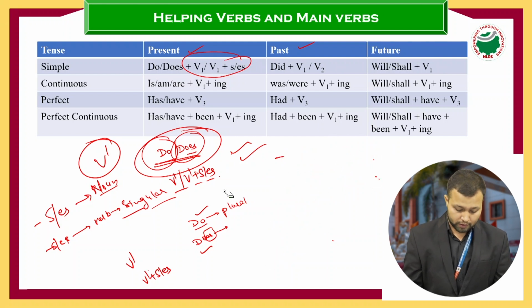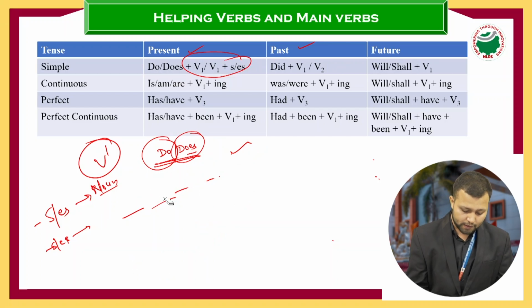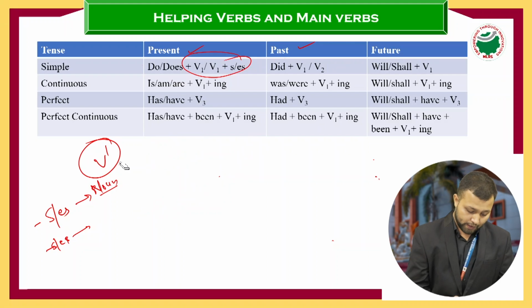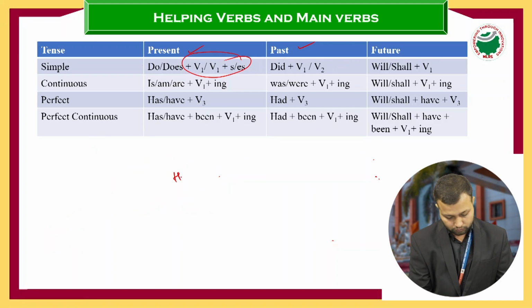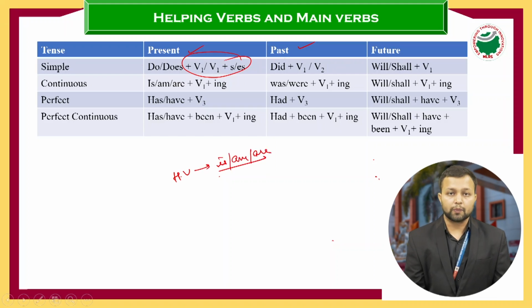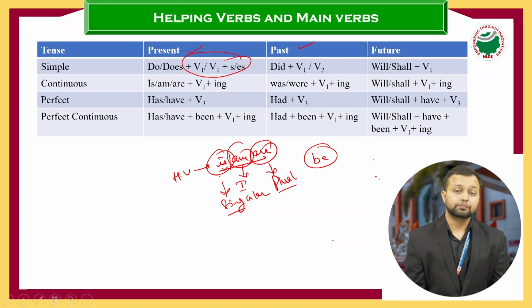Moving on to our next tense, that is continuous tense. So, in present continuous tense, I told you that form of be will be used, that is is, am, or are. All these three are present forms of be. So is, with s, will be used with singular subject. Am only and only with I. Are with all plural subjects. Understood?